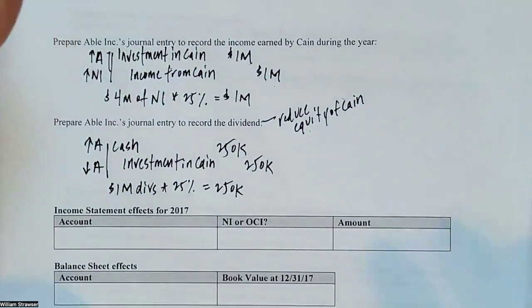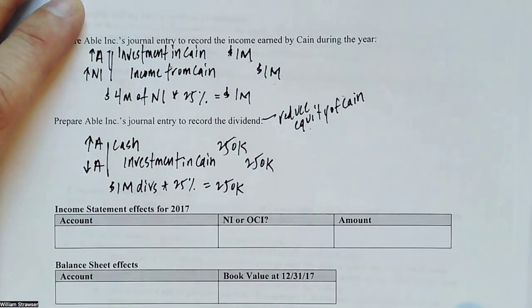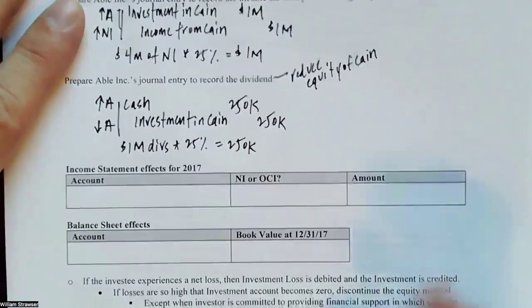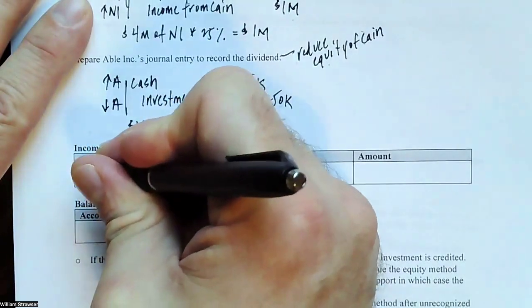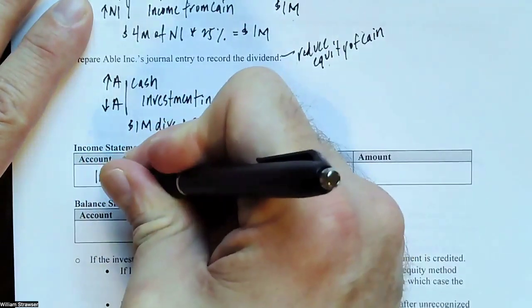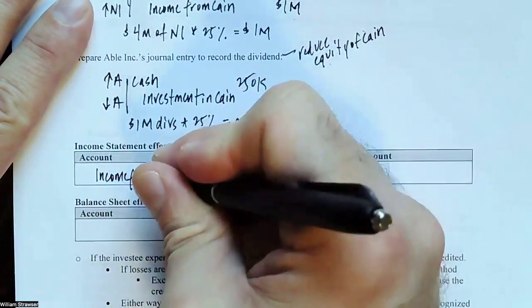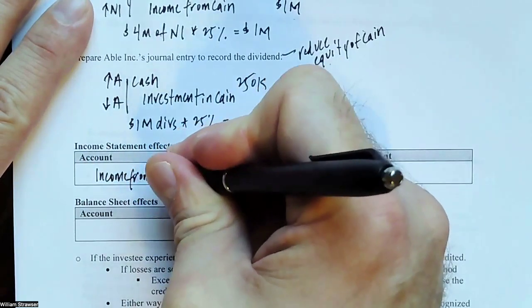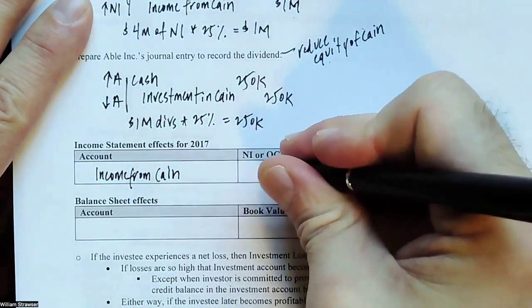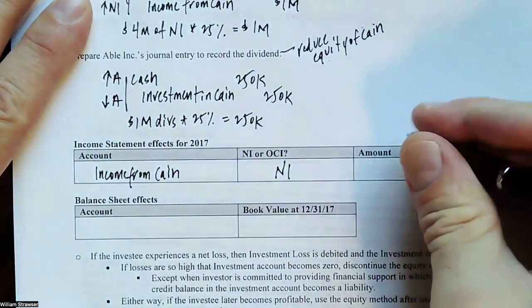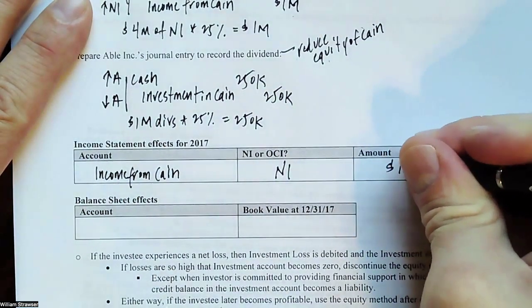All right, so what are the income statement effects here? The income statement effect would be our income from Kane. It would be non-operating or other income on the income statement. It would affect net income, and it would be for the amount of 1 million.